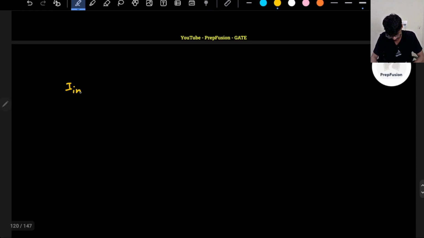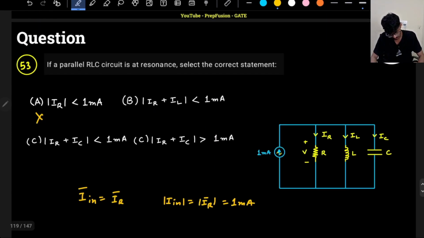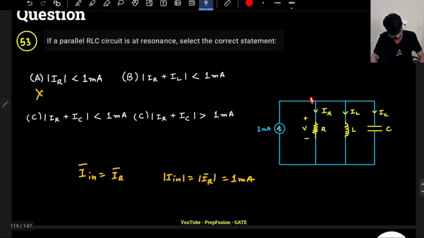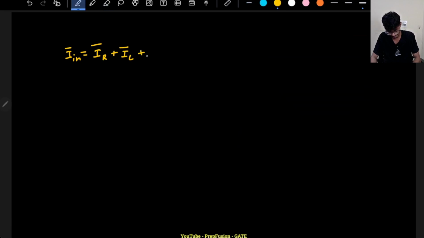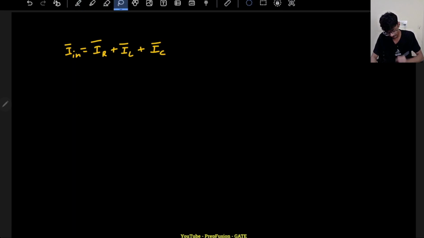If I apply KCL at this node, I in equals IR plus IL plus IC, the phasor sum. IR plus IL plus IC. So this is what my input current is equal to.